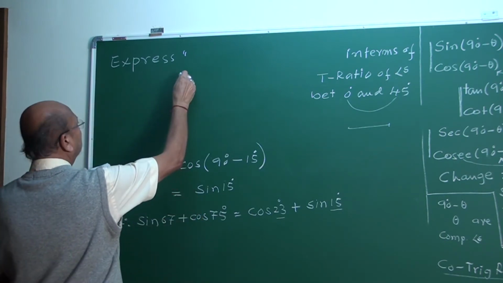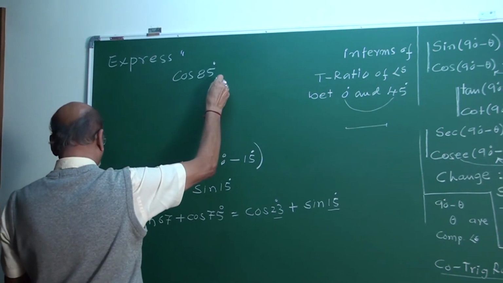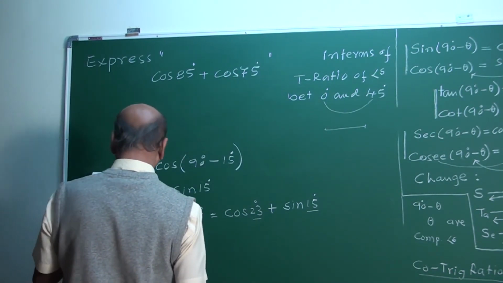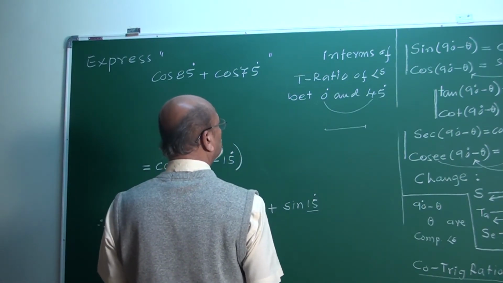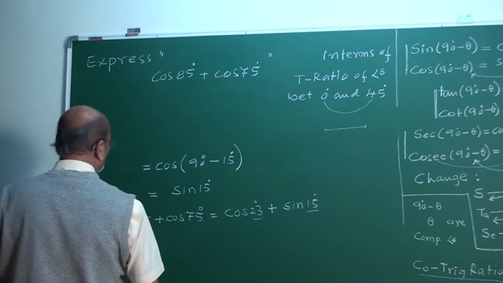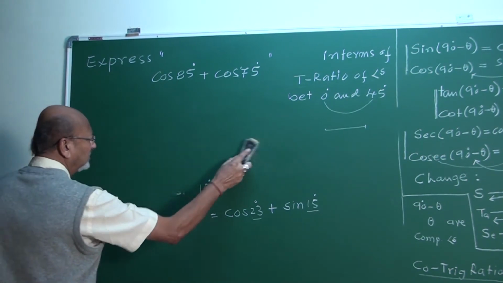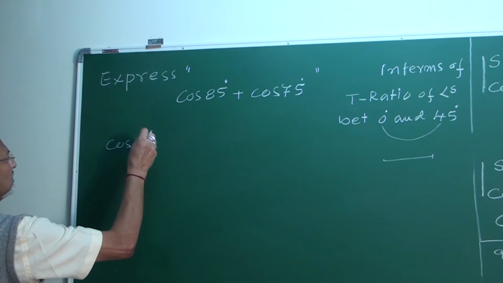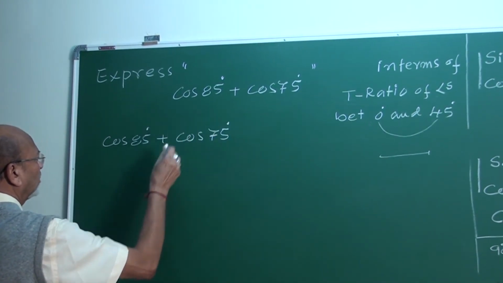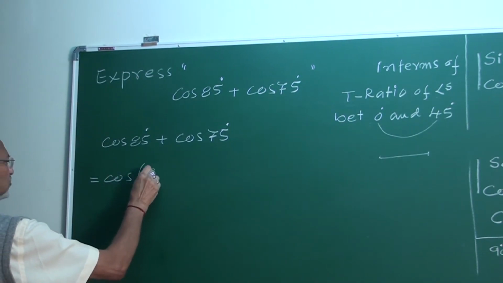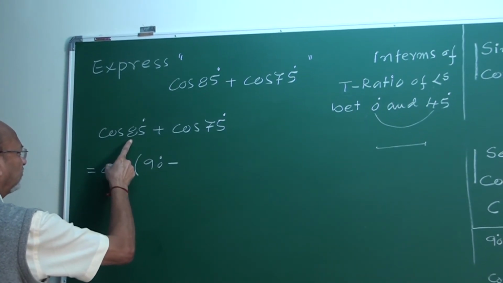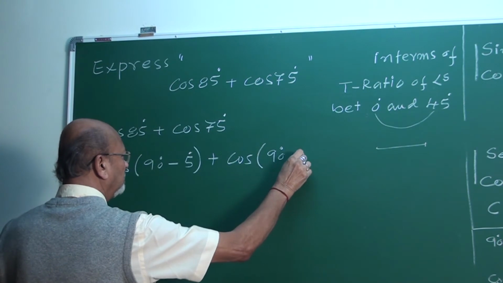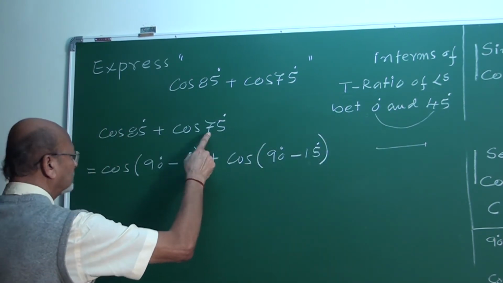Express cos 85 degrees plus cos 75 degrees in terms of trigonometric ratios of angles between 0 and 45 degrees. Same. I don't want to write taking individual steps; there itself in two steps you can complete. Now, cos 85 plus cos 75 degrees equals cos of 90 minus 5 degrees, since 90 minus 5 gives 85, plus cos of 90 minus 15 degrees, since 90 minus 15 is 75 degrees.